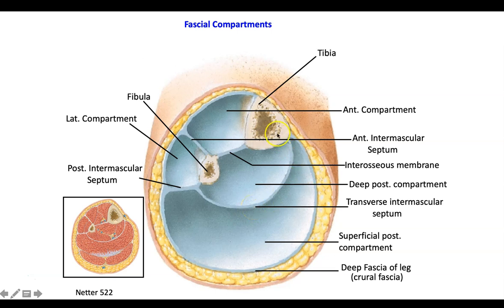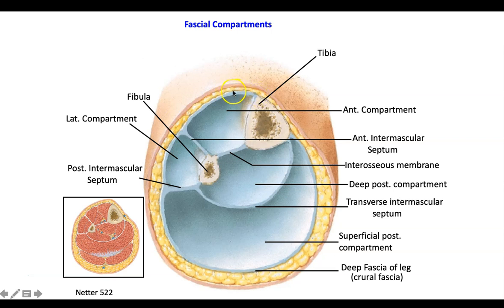The leg bones are the tibia and the fibula. You can see in this illustration, this is a cross section of the leg, and the tibia and fibula are the bones of the leg. It is covered by the skin and superficial fascia. The superficial fascia has less fat than the other parts of the lower limb on the leg.